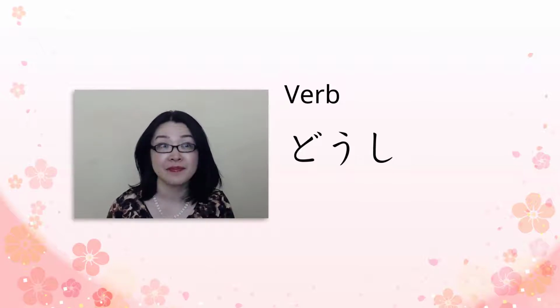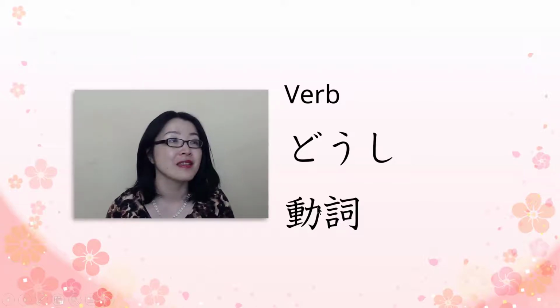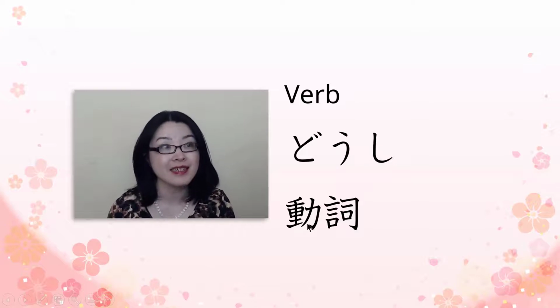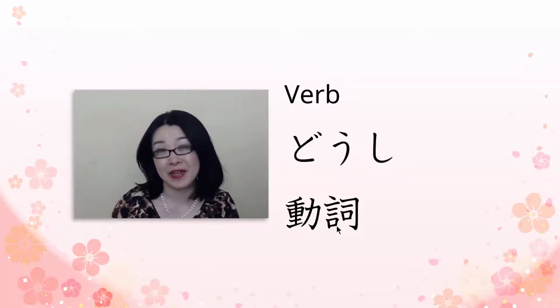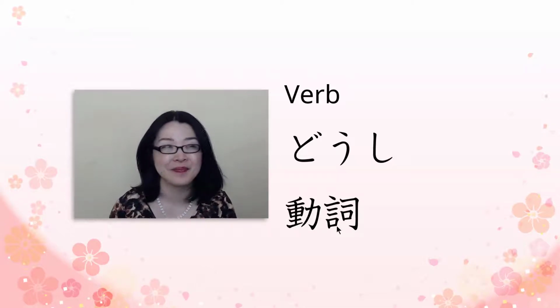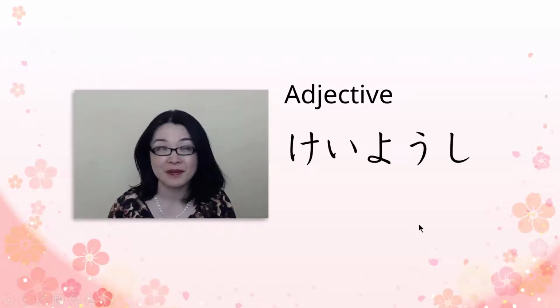Next one is verb. 動詞. The first character means movement, and second character means word. So movement words, moving word. So verb. 動詞.